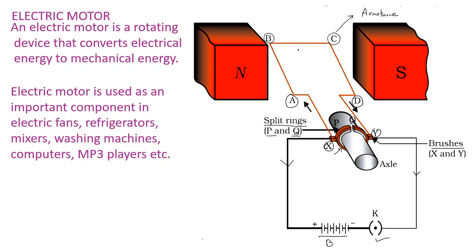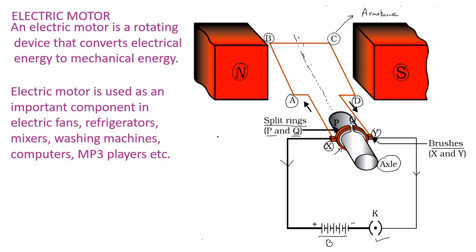This armature is free to rotate with respect to an axle. An axle is like what you might have seen in trucks and cars, where the front or rear wheels are connected with a rod, which is the axle. So with respect to this axle, this armature is going to rotate, and this armature is kept between the north and south pole of a strong magnet. So this was the construction of the electric motor.